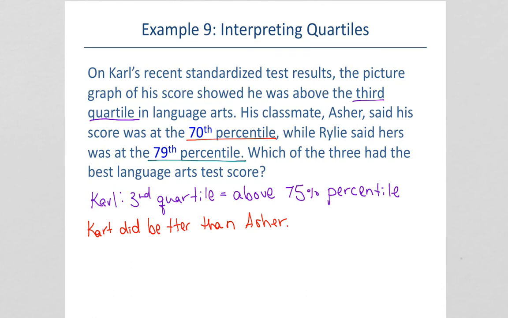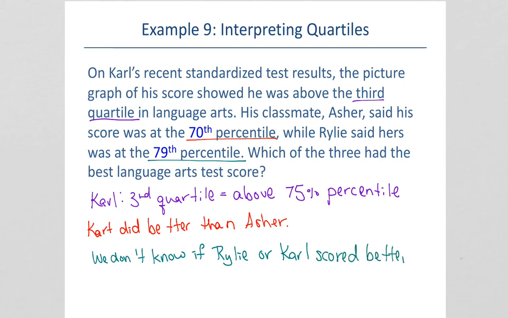But Carl and Riley are both greater than the 75th percentile. We don't know exactly where Carl scored, if he was in the 80th, but we know it was higher than 75. Riley's was exactly the 79th. So we don't know if Riley or Carl scored better, because both are above the 75th percentile.